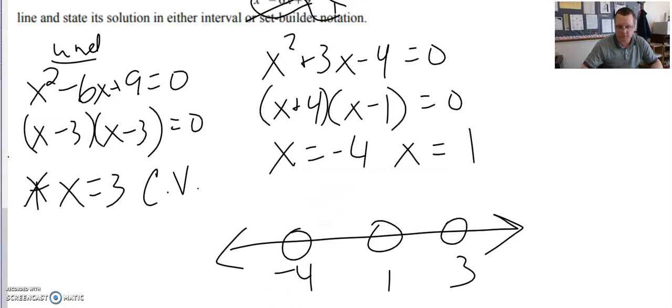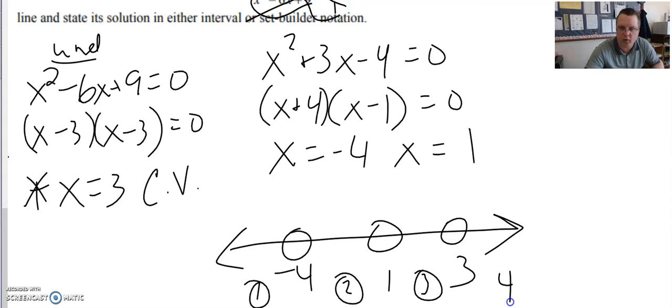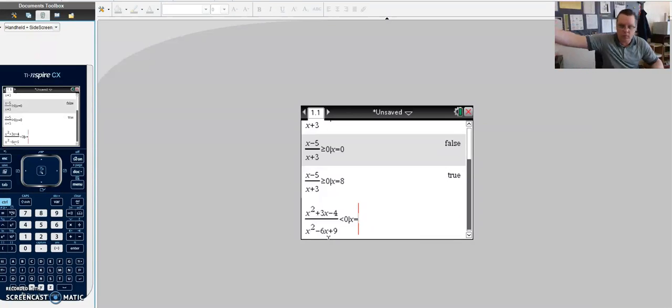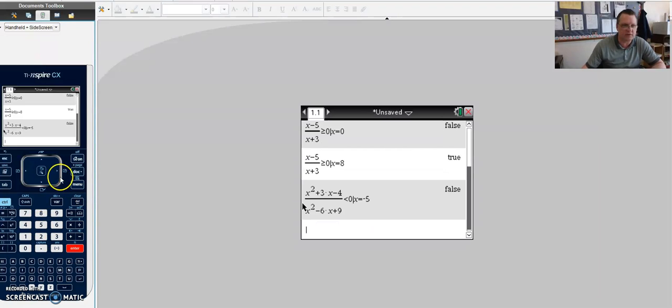All right, there's 4 test zones. 1, 2, 3, 4. Now I'm going to my calculator. So if you want to put the T and F above them, I'm not going to go back and forth. I'll just put the T's and F's at the end. So I go to my calculator. Okay, and I need to test to the left of -4, so I'm going to test -5. Enter. That says false.